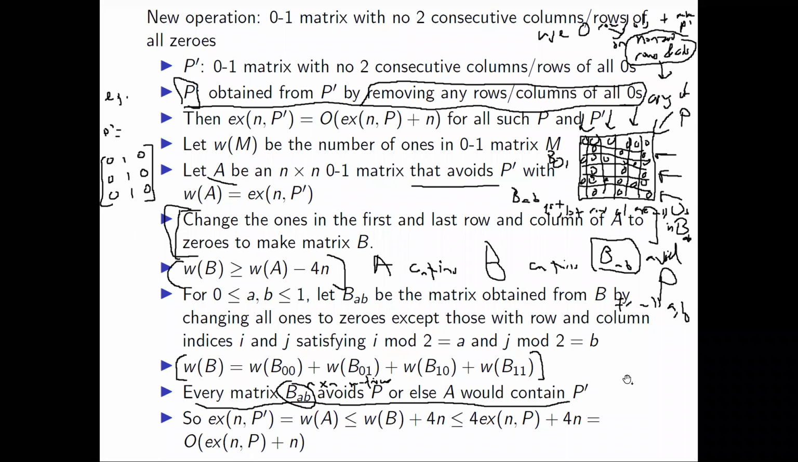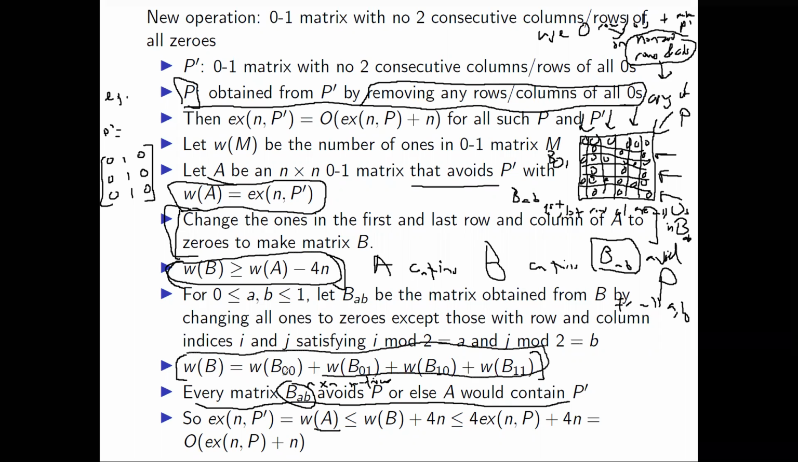So we can say then that the extremal function of n comma P prime, by definition of the matrix A, we assumed it had weight of A equal to that extremal function. So this is equal to the weight of A right here, which is less than or equal to the weight of B plus 4n by this inequality right here. And the weight of B, using this right here, is less than or equal to 4 times the extremal function of n comma P plus 4n.